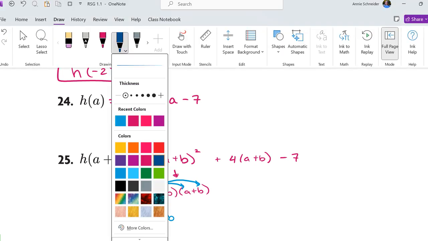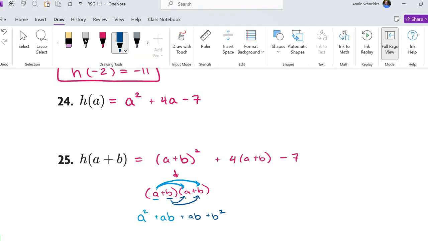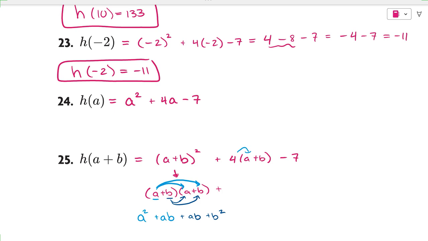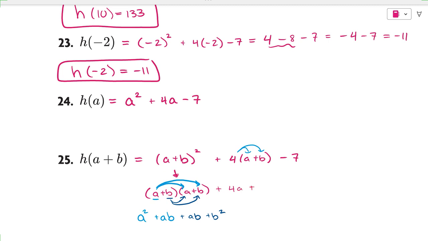So we're going to do the same thing for this second term. So b times a is plus ba, or I'll write it as ab again, it doesn't matter. And b times b is plus b squared. So that's all coming just from a plus b squared. So be really careful. Here, I'll go back to this blue. We have to distribute the 4. So we get plus 4a plus 4b. So I'll keep copying that down. And the 7 is still just kind of tacking on at the end.